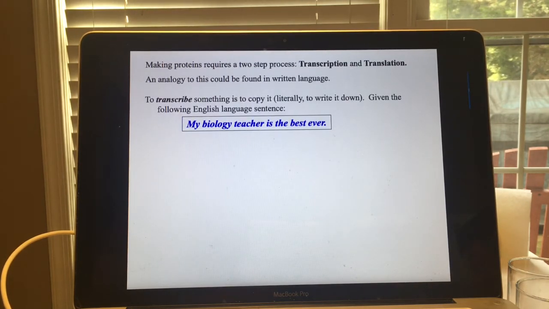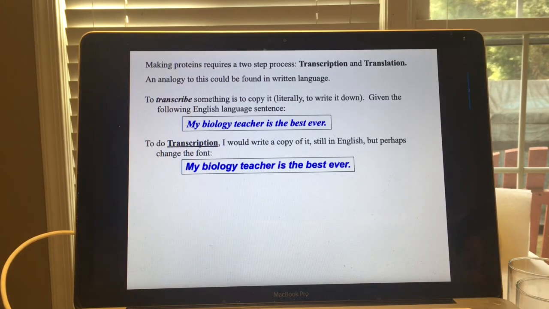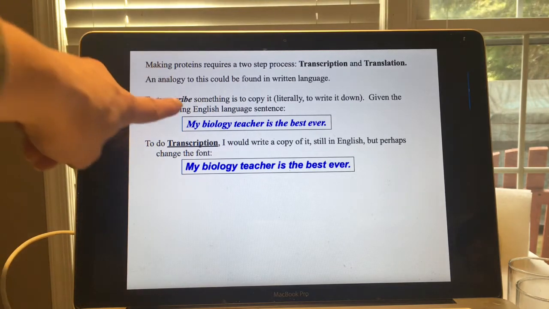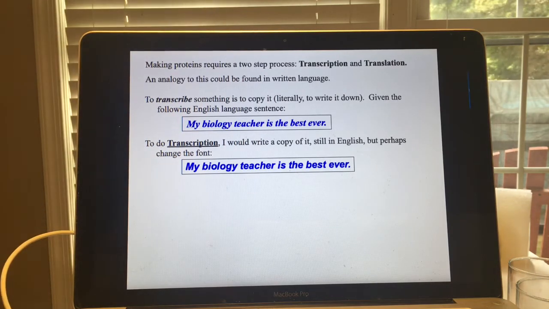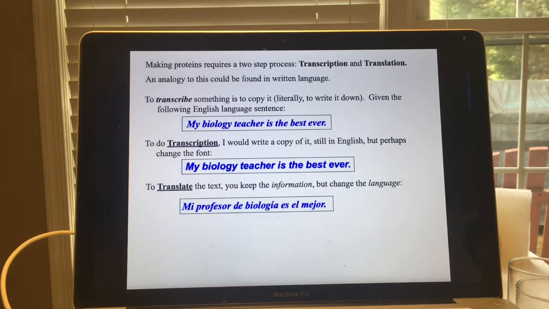So we start off this lecture with an analogy. To transcribe something is to copy it. So for example, if we wrote, "My biology teacher is the best ever," and transcribed it, we might transcribe it into a similar language or a different font. Or sort of like if it was a different dialect of the same language. So to translate it would be to change the language completely. Now we chose Spanish because all of your biology teachers took Spanish in high school. So mi profesor de biología es el mejor.